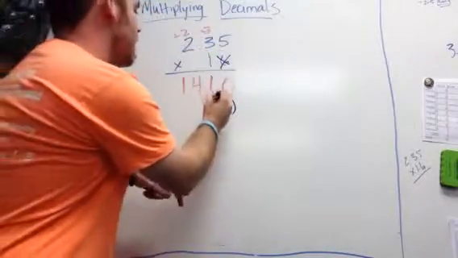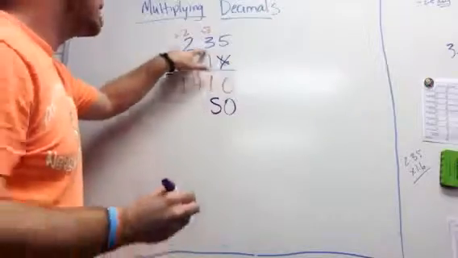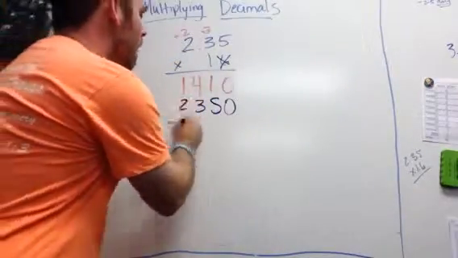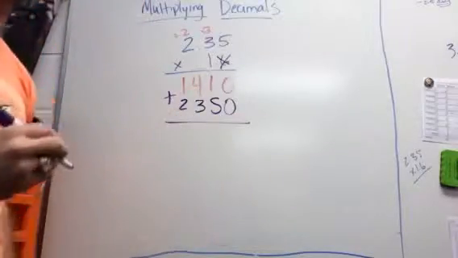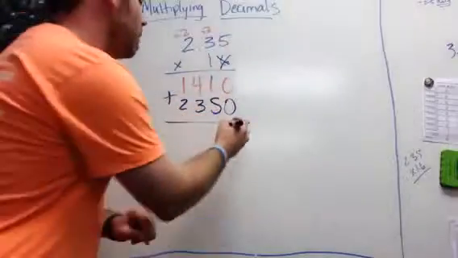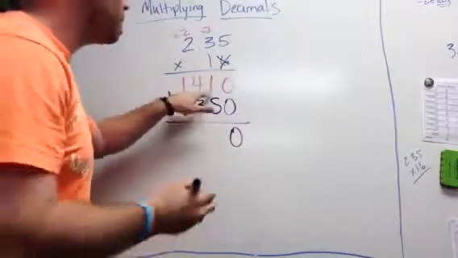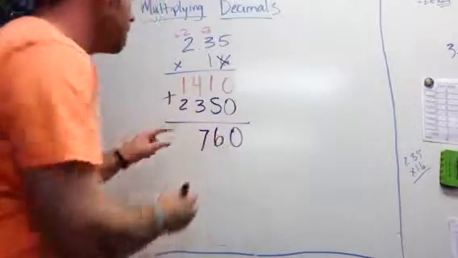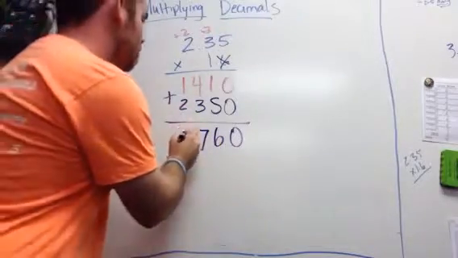So then I have 1 times 5 is 5. 1 times 3 is 3. 1 times 2 is 2. I know that multiplication is repeated addition, so now I'm going to add those numbers. So I have 0 plus 0 is 0. 5 plus 1 is 6. 3 plus 4 is 7. And 2 plus 1 is 3.